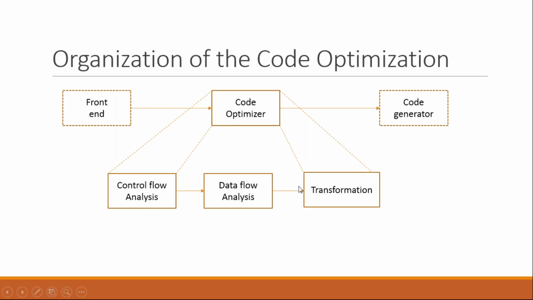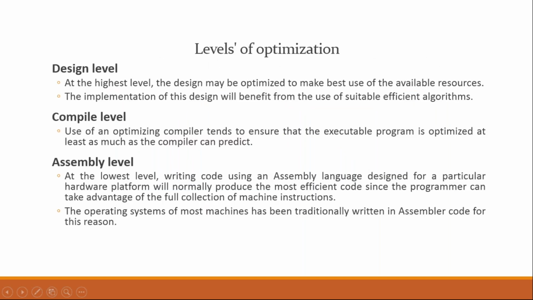Now the third is the transformation. After completion of control flow analysis and data flow analysis, we can transform our whole three address code into the optimized code. Now, the optimized code is the input of our code generation phase.